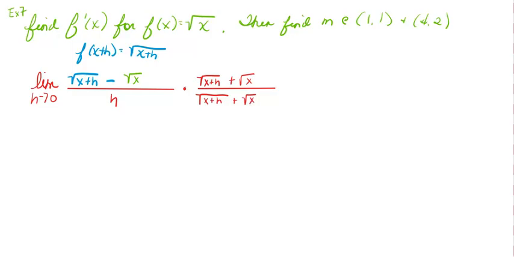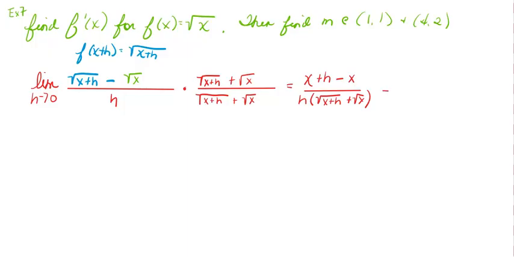Okay, so now when I simplify the numerator, this is the difference of two squares, so it's basically just the square of the first minus the square of the second. So it's just x plus h minus x, that's my numerator, and my denominator when I multiply it out is h times the square root of x plus h plus the square root of x. Okay, so that's going to help me not have zeros.